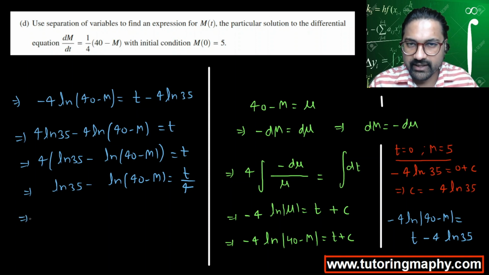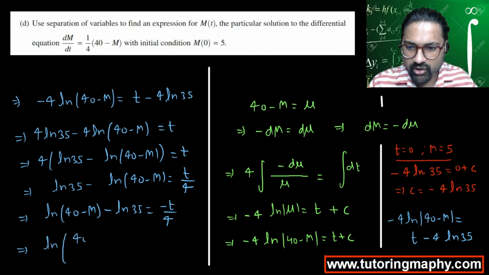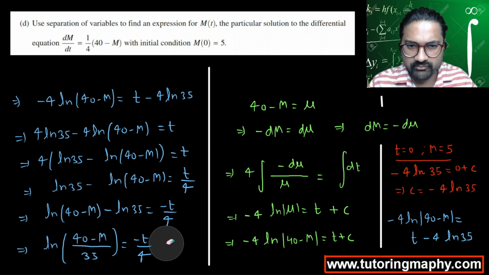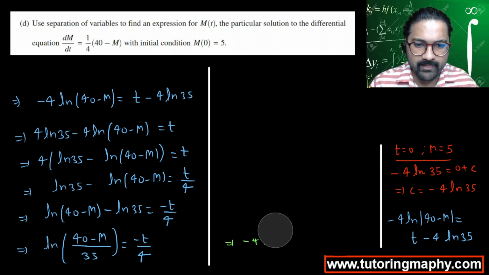I'm going to multiply by negative on both the sides. I'm doing that for a reason. ln of (40 minus m) minus ln of 35 is equal to negative t over 4. And log a minus log b is log a over b, right? So I'm going to write this as ln of (40 minus m) over 35 is equal to negative t over 4. All right, going to make some more space over here. So let me clear this part.